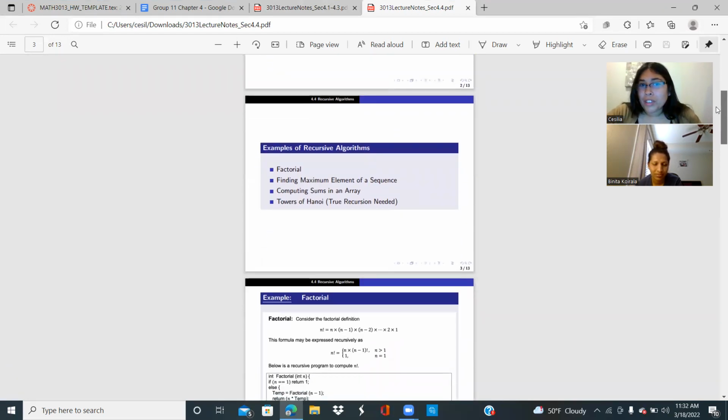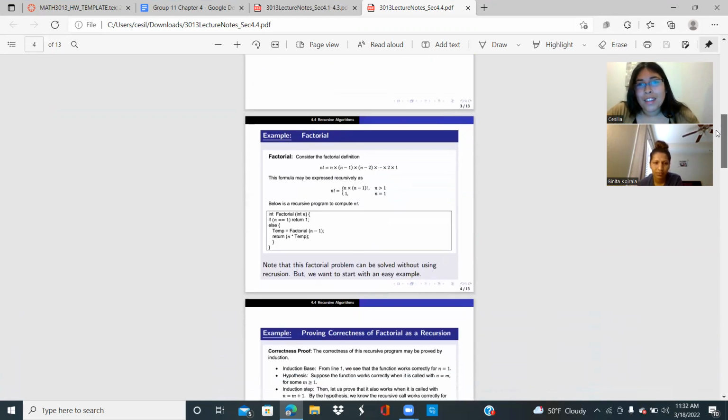So examples of recursive algorithms are factorial, finding the maximum element of a sequence, computing sums in an array, and Tower of Hanoi. Yeah, a true recursion needed.